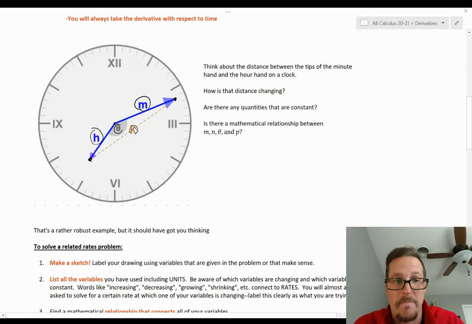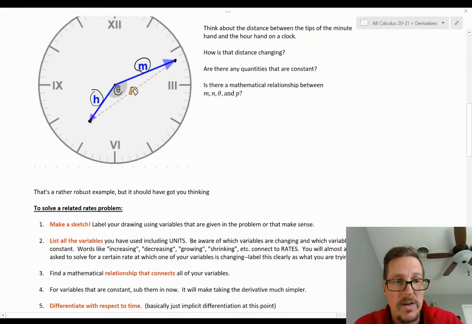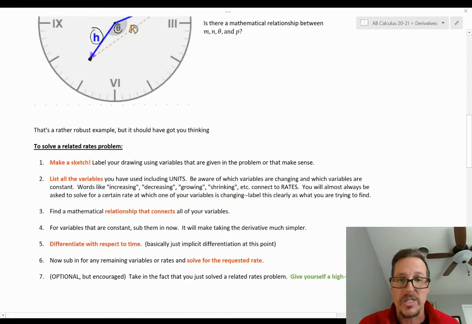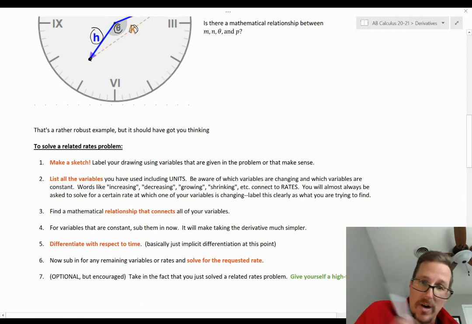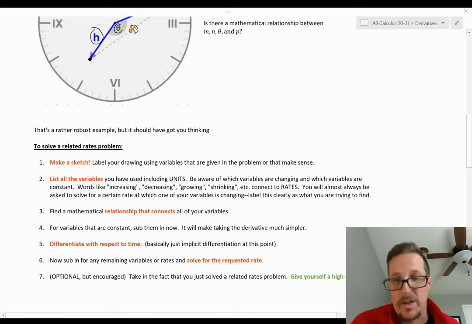Okay, so to solve a related rates problem, first thing we want to do is make a sketch, right? Draw it on paper. You don't have to be like Leonardo da Vinci in order to draw these things. Any drawing will do. You don't have to make it elaborate. You just have to get a picture on paper. Okay, so label the drawing too. Make variables that are either given by the problem or variables that make sense.